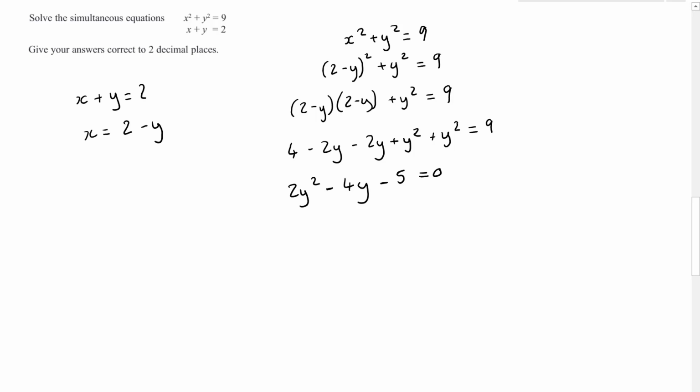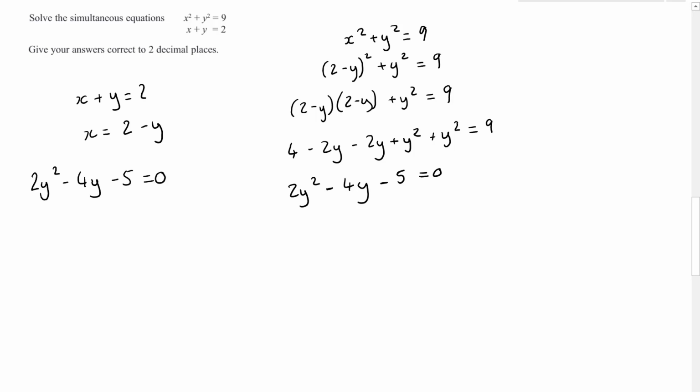Now this is the equation that I have to solve. There are multiple ways you can solve quadratics. We could apply the quadratic formula, but let's first have a go at trying to factorize this. So factorizing 2y squared minus 4y minus 5 equals 0.